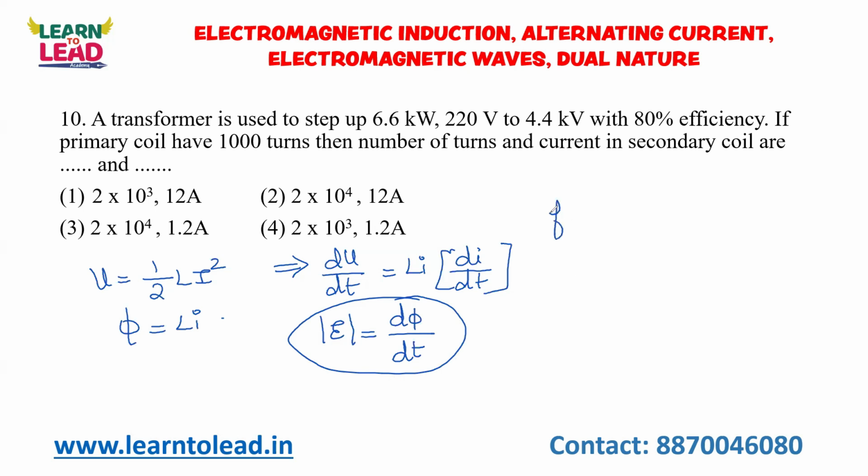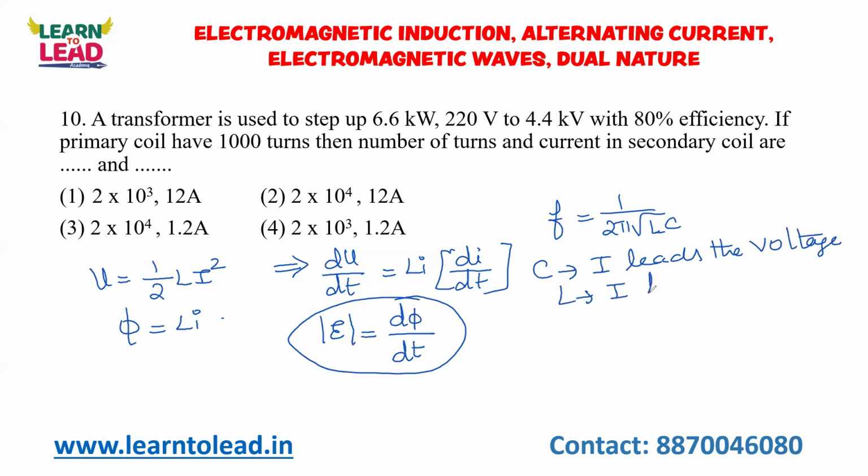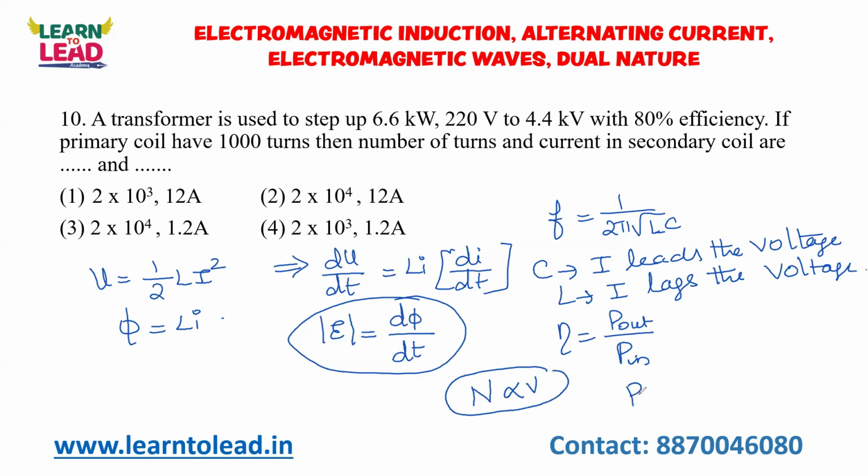Okay, and then frequency is equal to 1 by 2 pi square root of LC. In case of a capacitor, we have seen that current leads the voltage. And in case of an inductor, current lags the voltage. Okay. And then the efficiency formula, output power by input power, right? And then number of turns and voltage are directly proportional. Power is equal to VI, the formula that we use. Okay, you should remember these formulas for your practice.